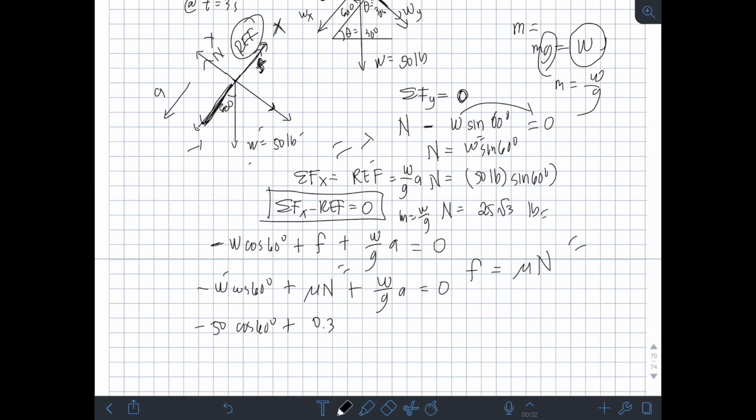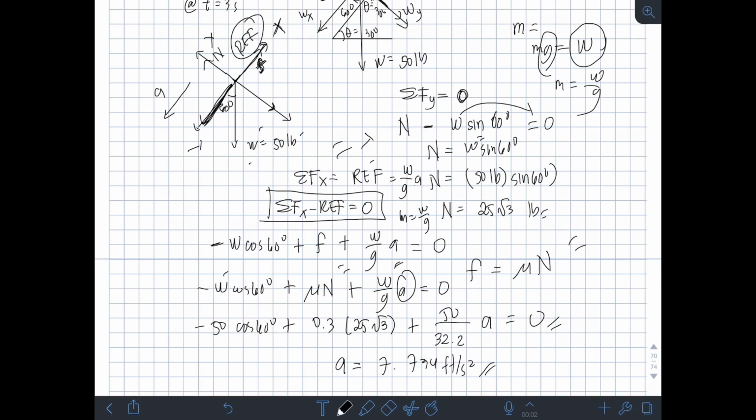0.3, then the normal force we got is 25 square root of 3, plus W, which is 50 pounds again, over g. Once again we will use g, which is 32.2 feet per second squared. Then A is unknown, right? Equal to 0. So we can solve for A here. So, what is the value of A? A is equal to 7.734 feet per second squared.